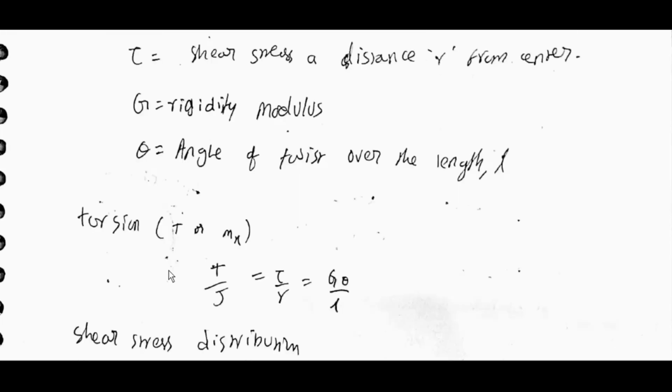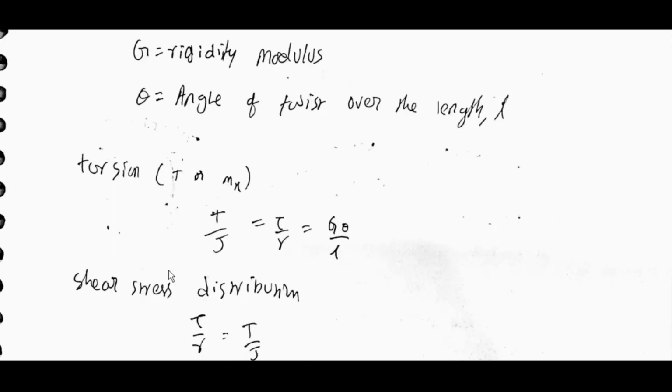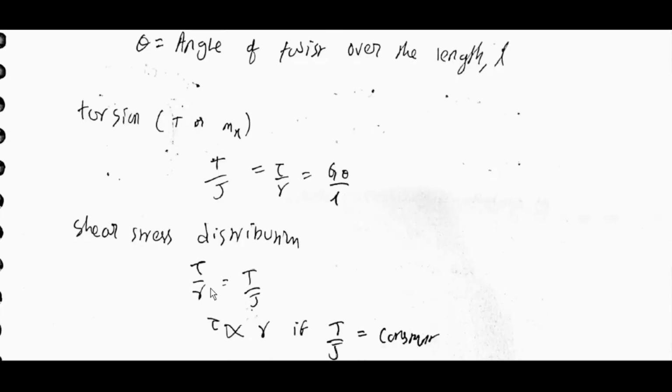Torsion: T by J is equal to tau by r is equal to G theta by L. Shear stress distribution: tau by r is equal to T by J. Tau is directly proportional to r if T by J is constant.